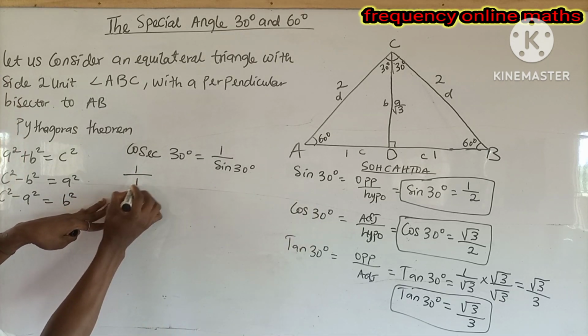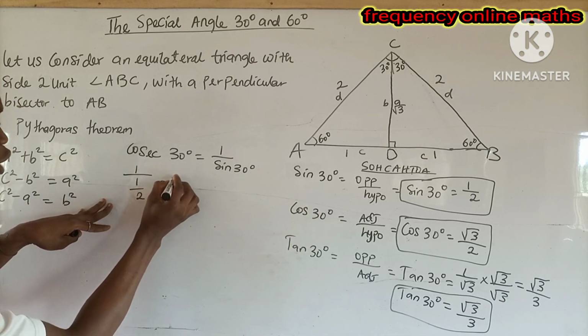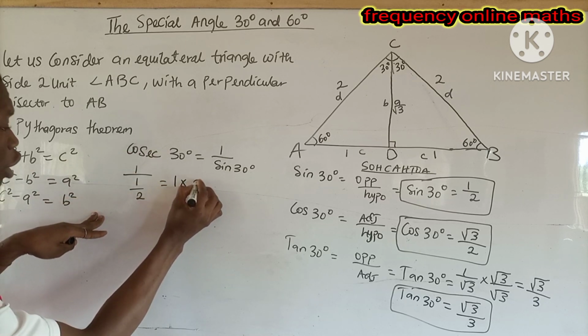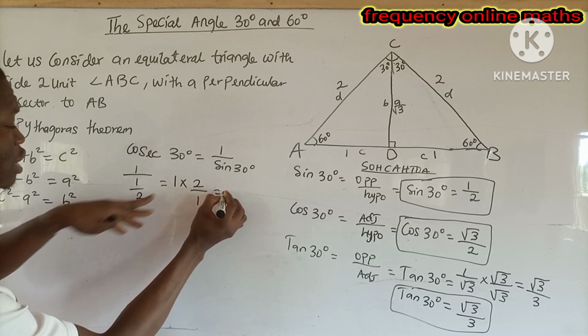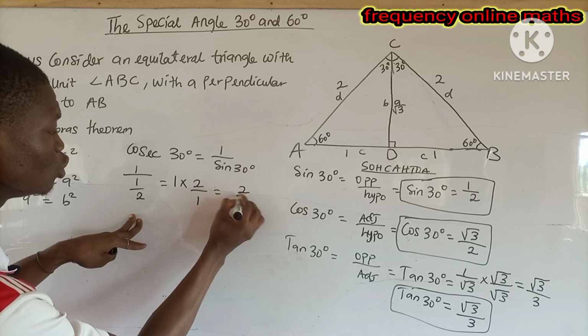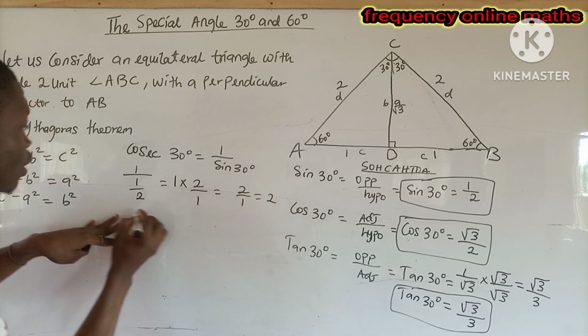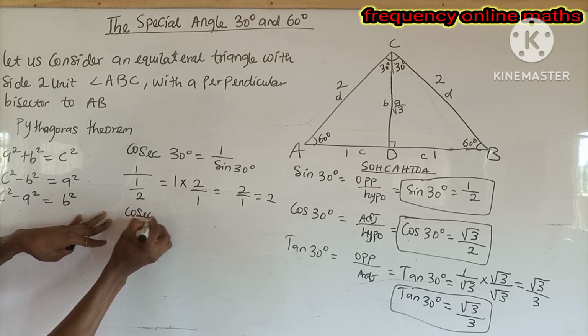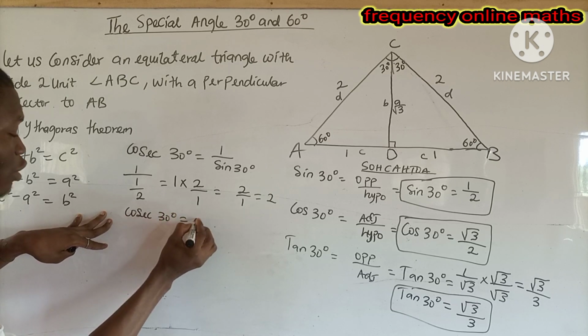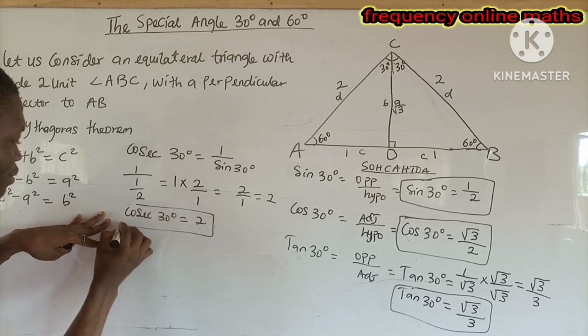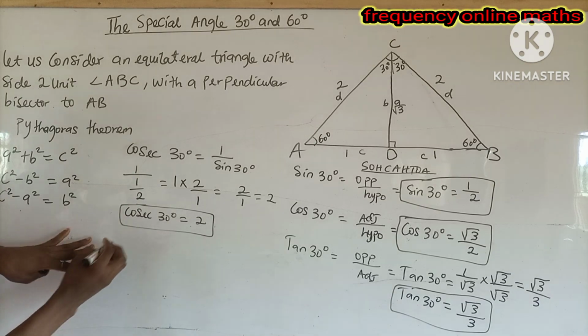So if you want to find cosec 30 degrees, it means 1 over sine 30 degrees, which is 1 over 1 over 2. So which will be 1 times the 2 will go up, 2 over 1. Which is what? 2. So cosec 30 degrees is equal to 2. That's the value.